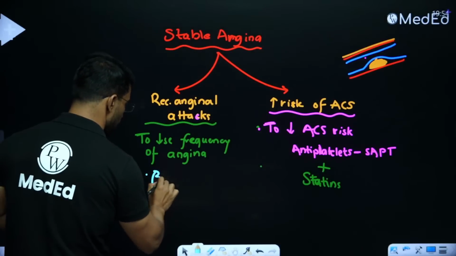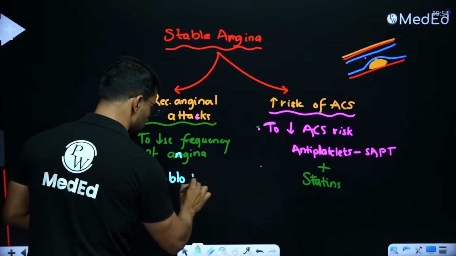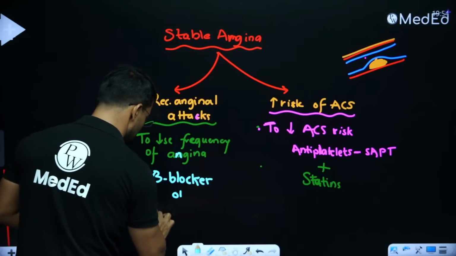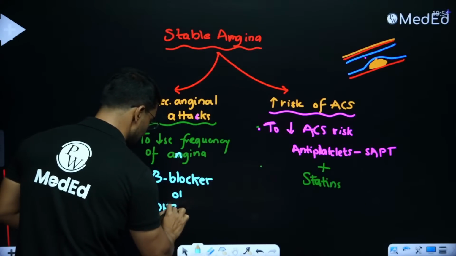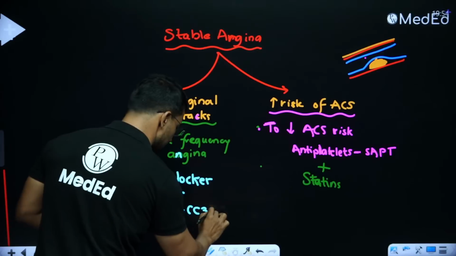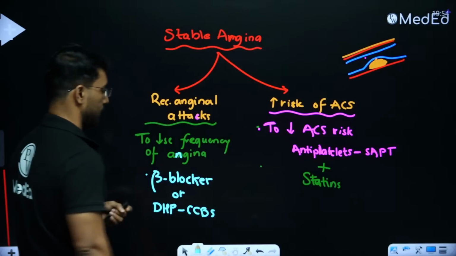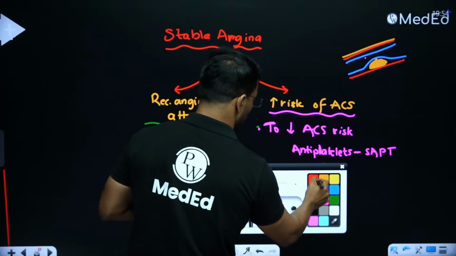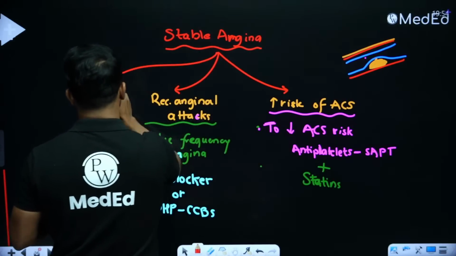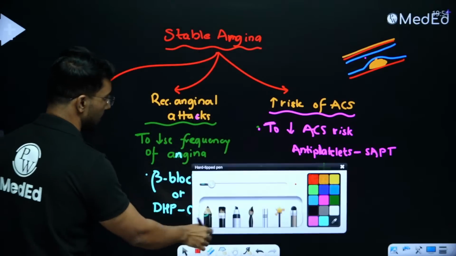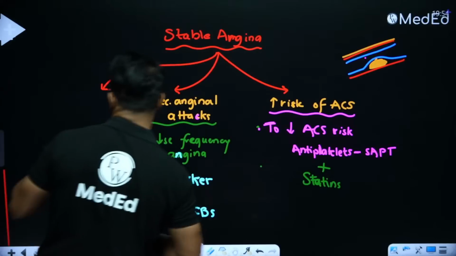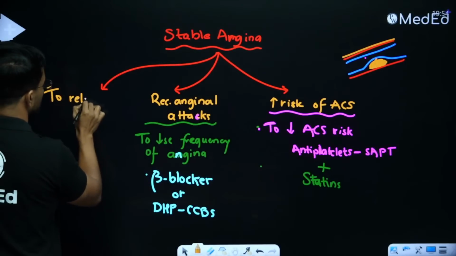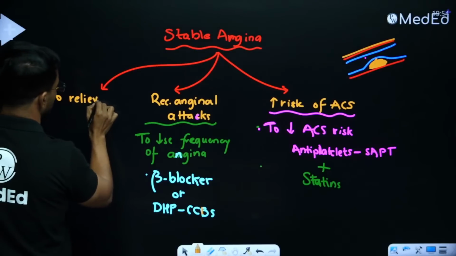Either I can use beta blockers or dihydropyridine calcium channel blockers like amlodipine, right? Now the third thing is these patients will also have, despite all these medications, angina attacks. So when there is an attack, how do I relieve an ongoing attack?